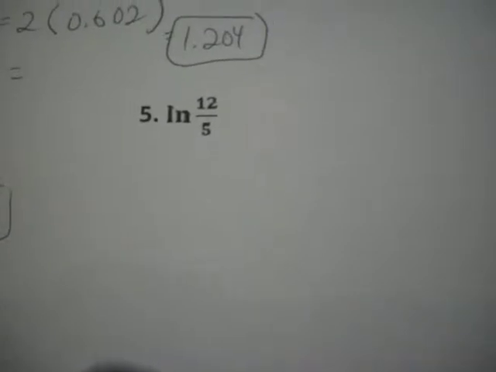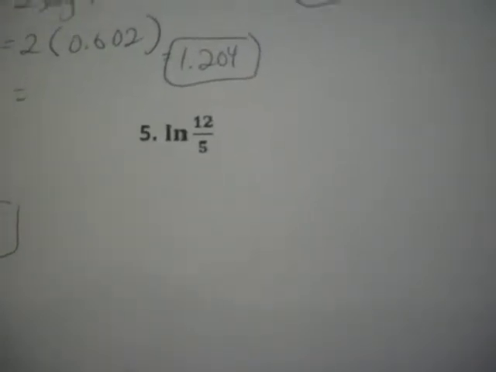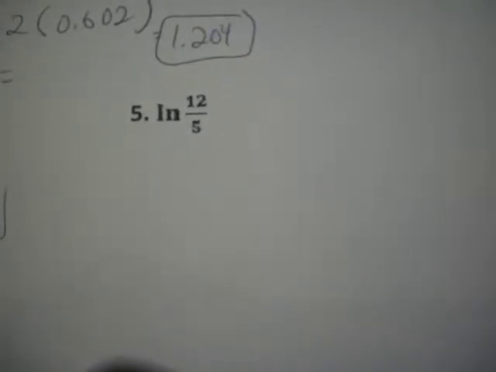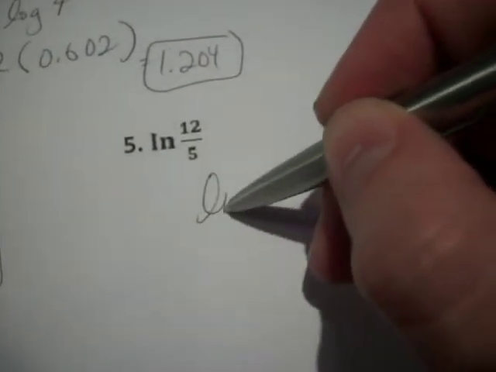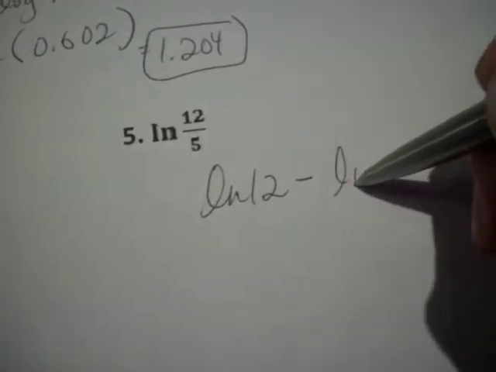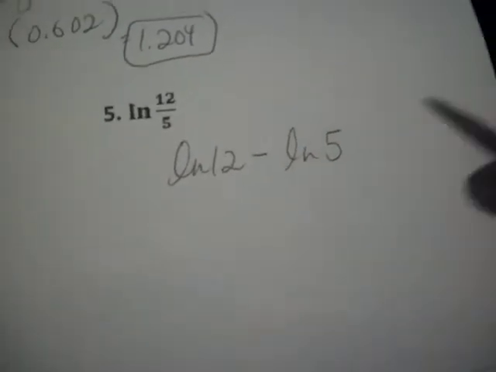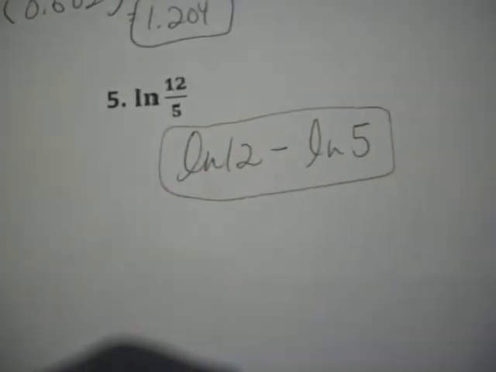Last one, ln, or natural log of 12/5. This is a quotient, and the quotient property says I can separate those two and subtract. So I'm going to say ln of 12 minus ln 5, and there's nothing left to do. That's it.